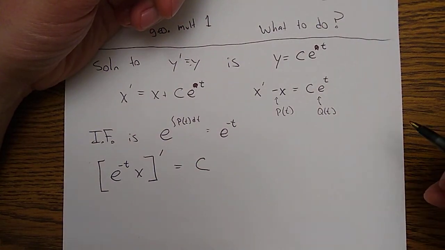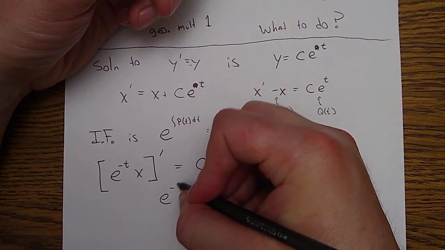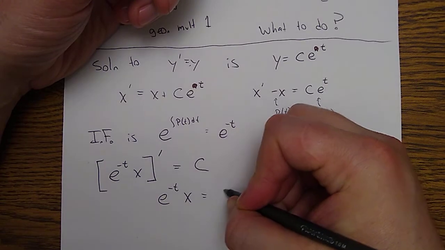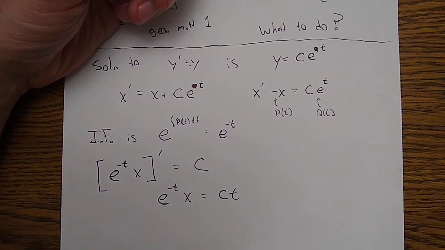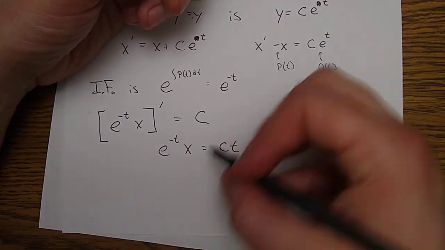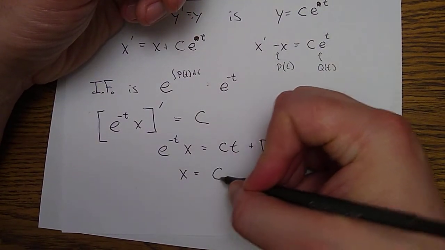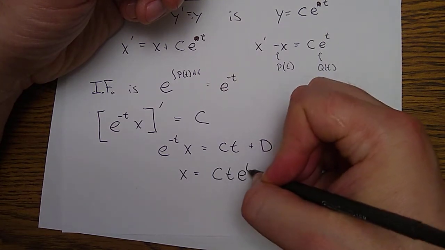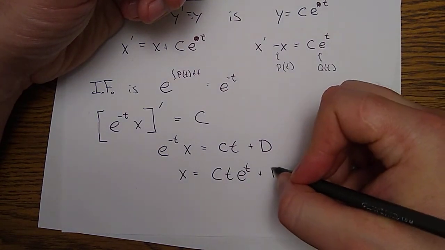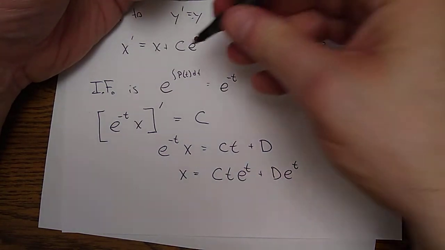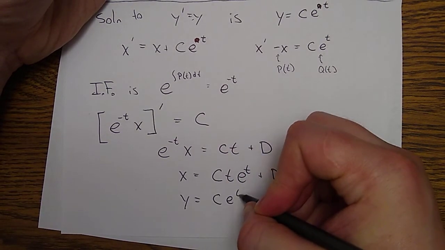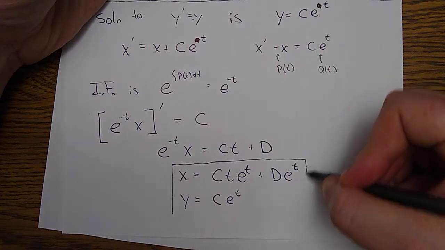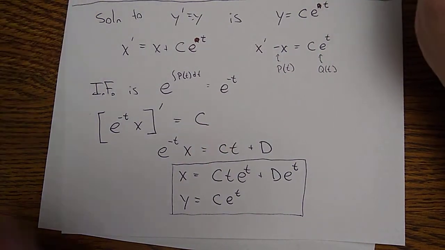And now I do the antiderivative of both sides. So e to the negative t x equals ct. Yeah, because remember, this is an antiderivative with respect to t. And since I did antiderivatives on both sides, I should put a constant on one side, so say plus d. And now I can solve for x. X is c t e to the t plus d e to the t. And since I'm trying to state my final answer, let me throw y in there too. So we're able to do this one.